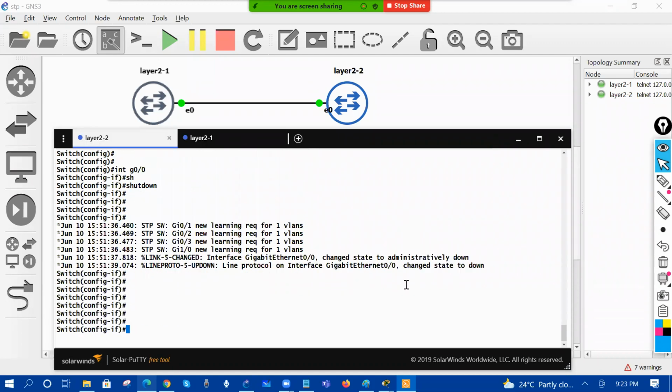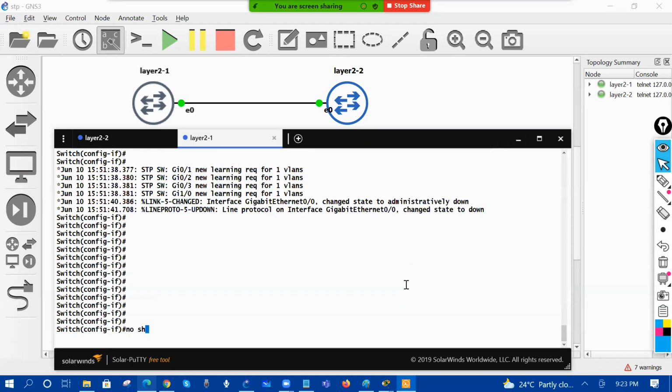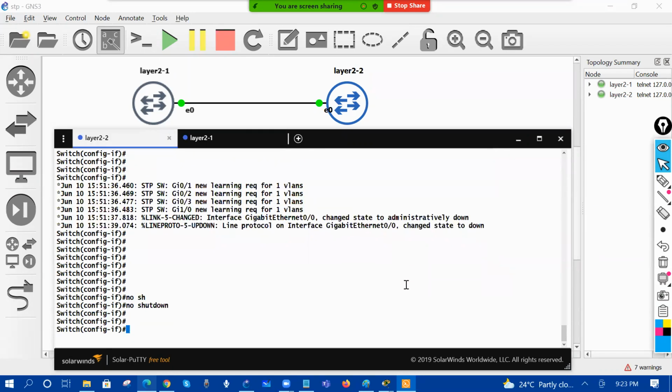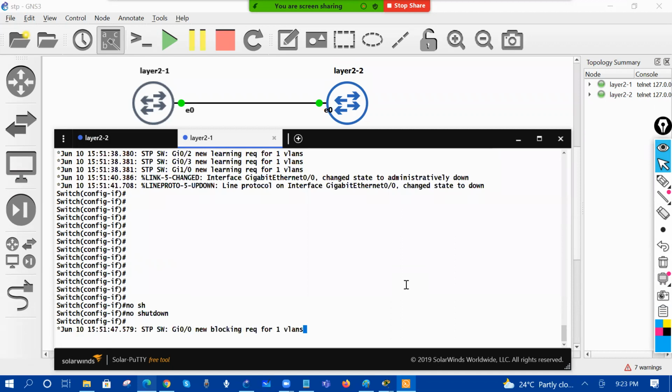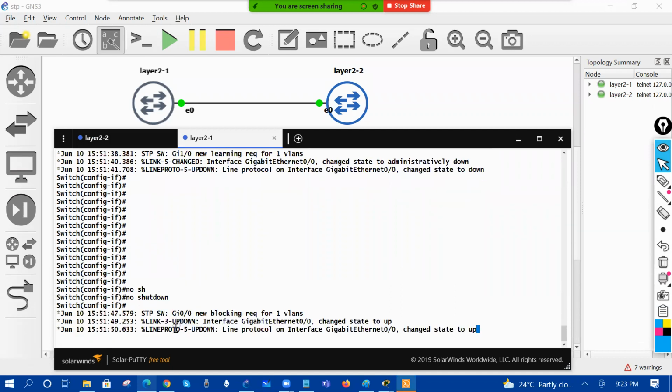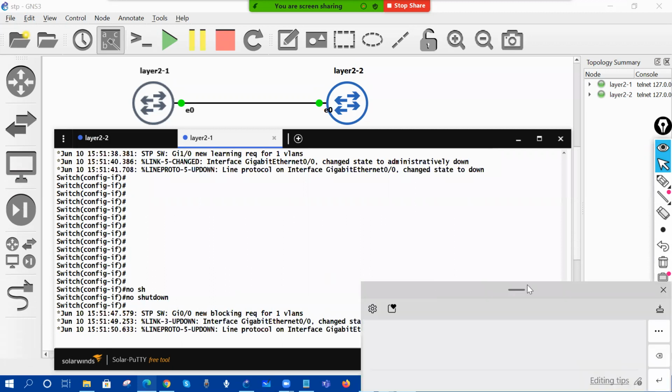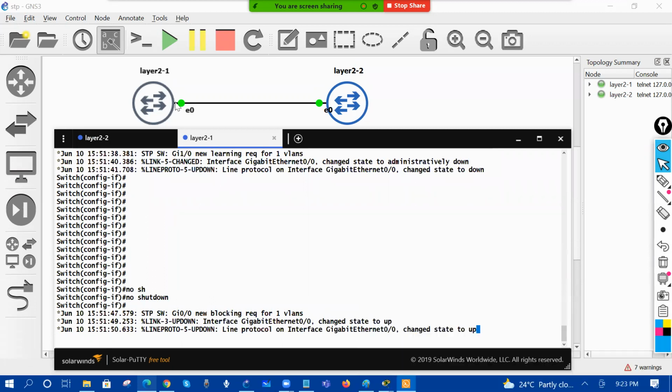No issue. If you see, for a few milliseconds, right, the Gig 0/0 interface of switch one moves into the blocking state.